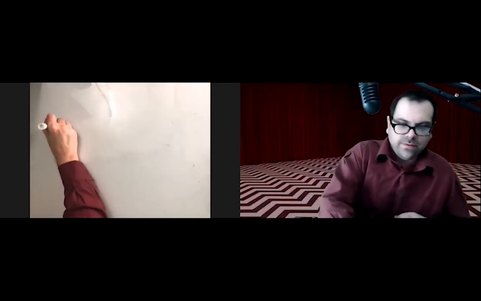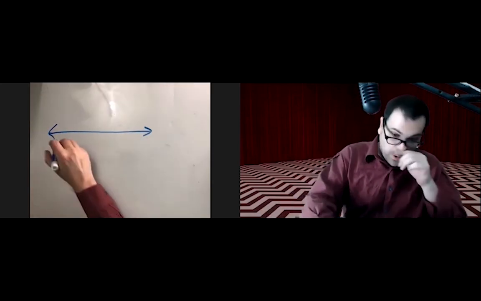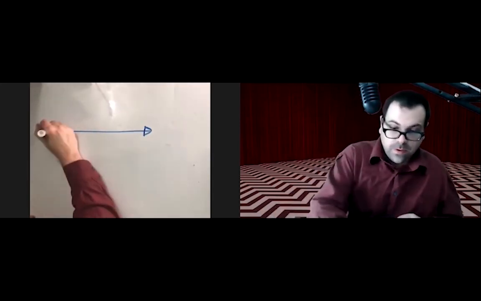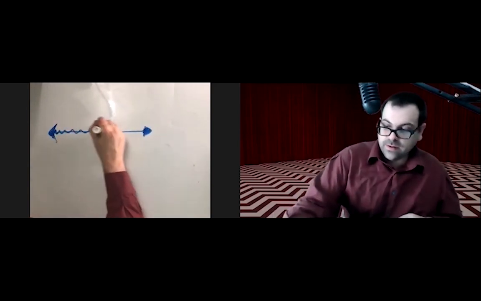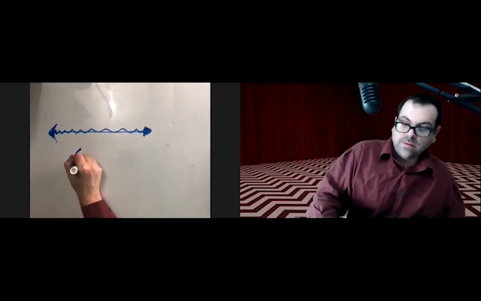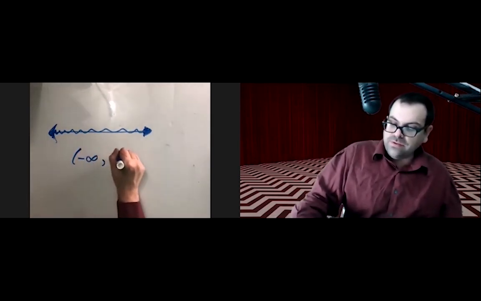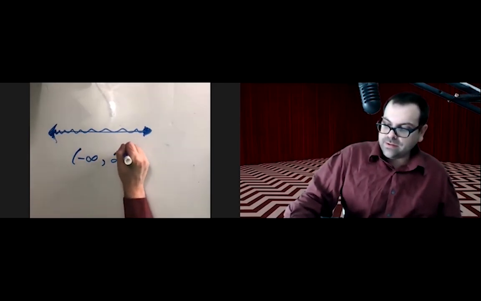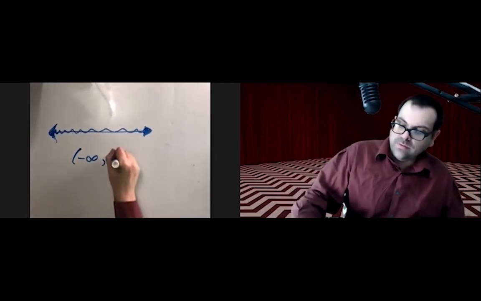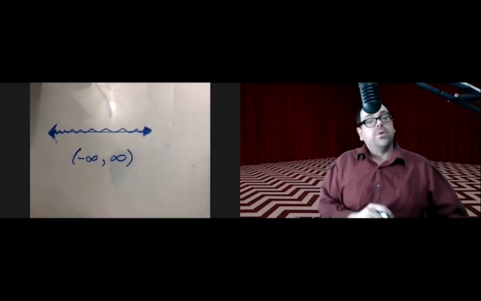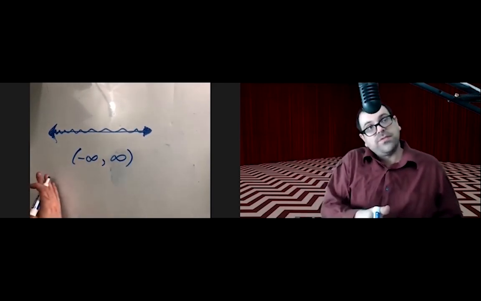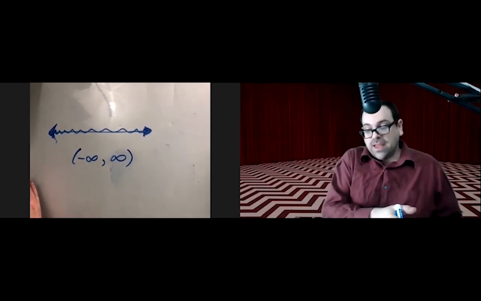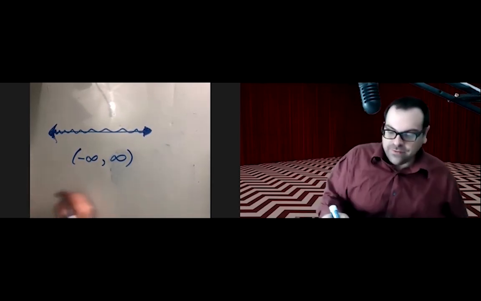If we had a number line with everything shaded, that would be going to infinity on both ends. That would be all real numbers. And this negative infinity, that's what we use for infinity on the left side, going in the negative direction forever.